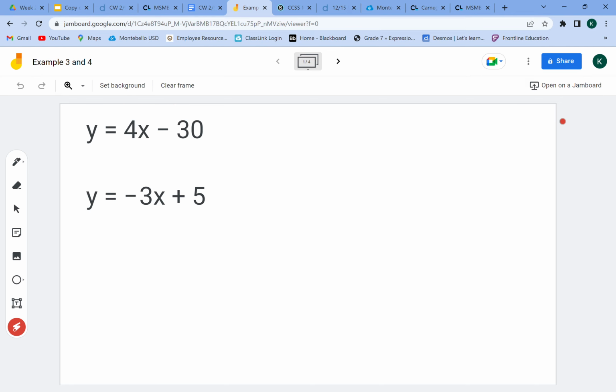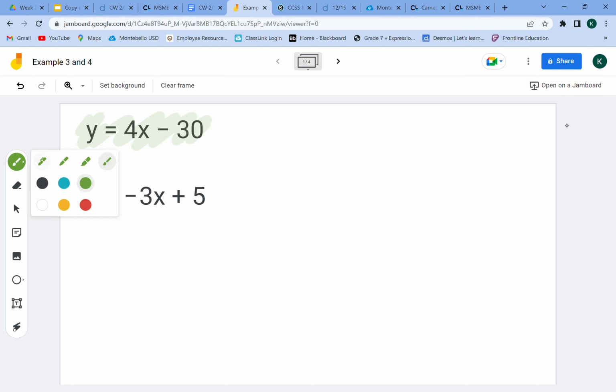They're both equal to y. So this is y equals 4x minus 30, and this is y equals negative 3x plus 5. The way I like to do it is I always look at the top one and I go, well, this top one right here, notice that it says y equals something. So what I do is I take this something and I'm going to replace it in here, right there.